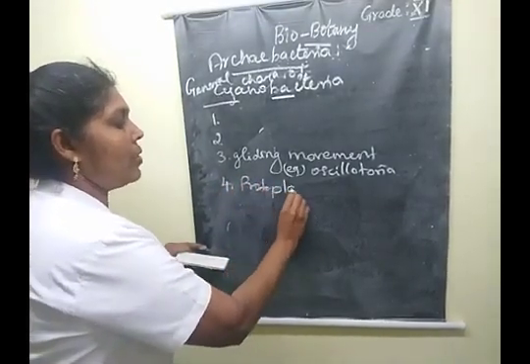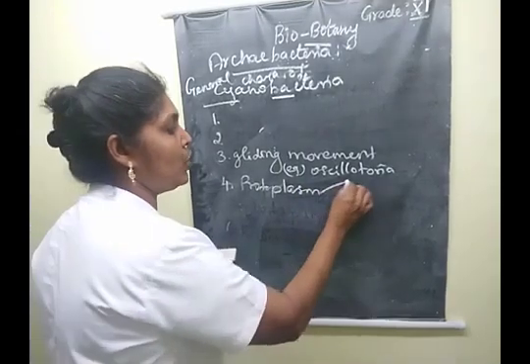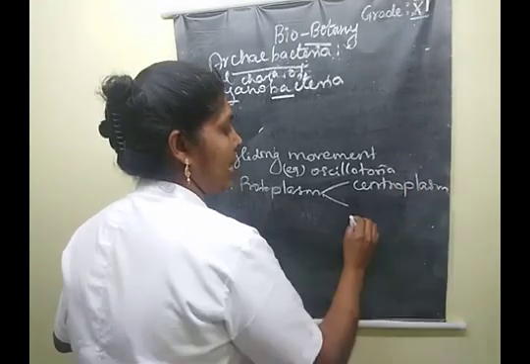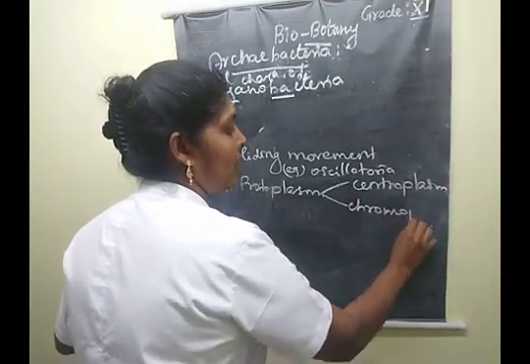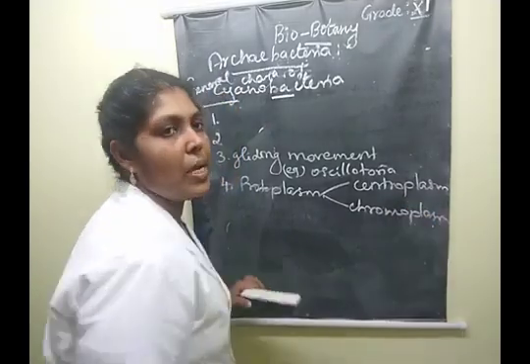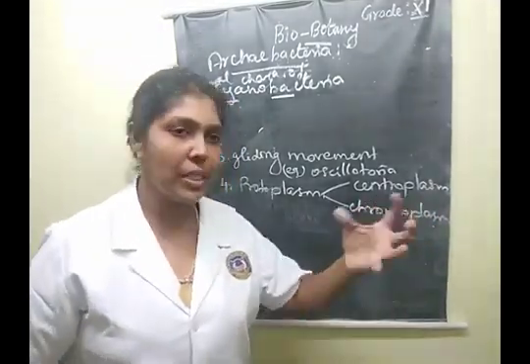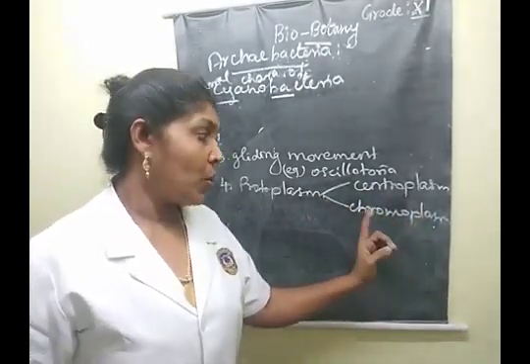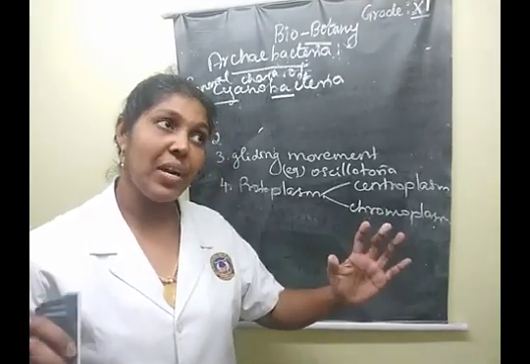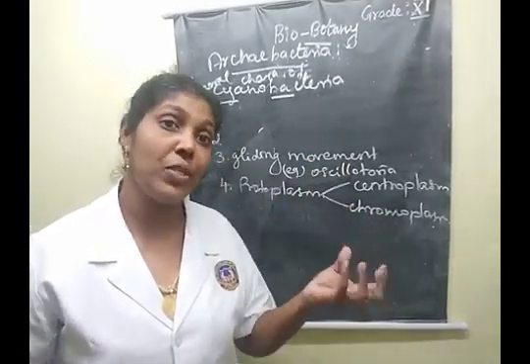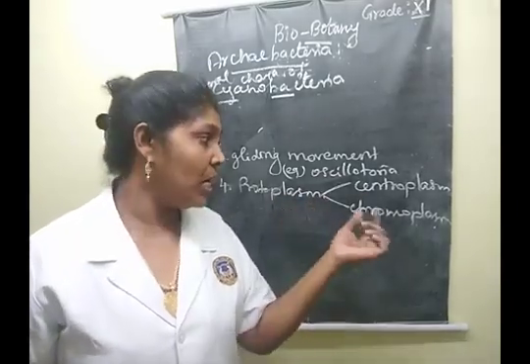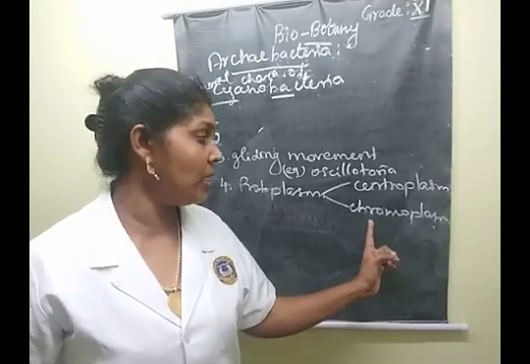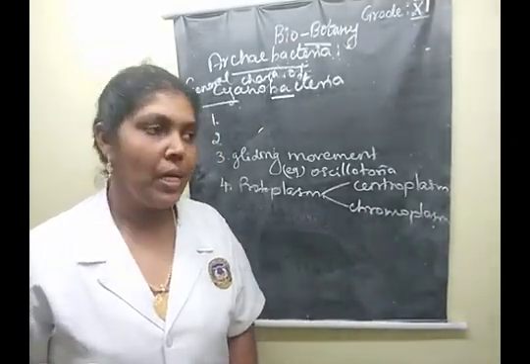In this species, two types of protoplasm are present. One is centroplasm and another one is chromoplasm. The protoplasm in the central region is known as centroplasm. Chromoplasm is present in the peripheral region, where the chromophores are found in the outermost region. That protoplasm is known as chromoplasm. Understood?